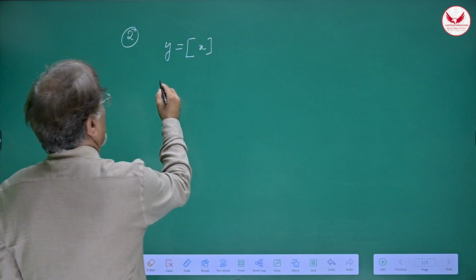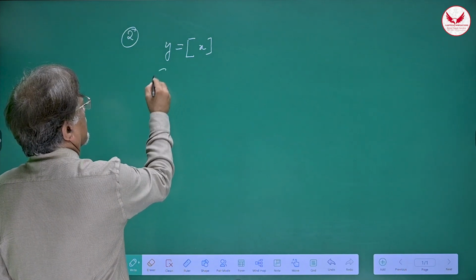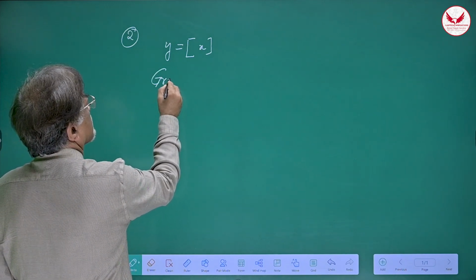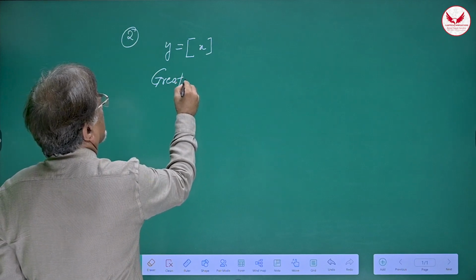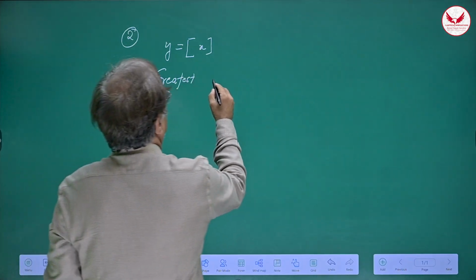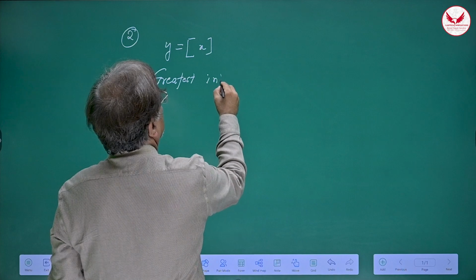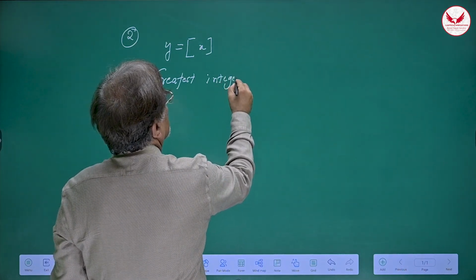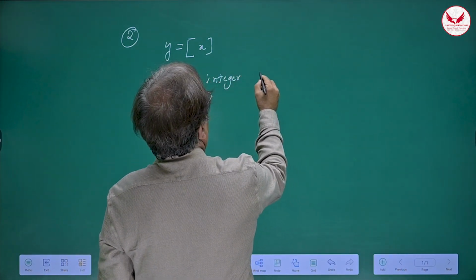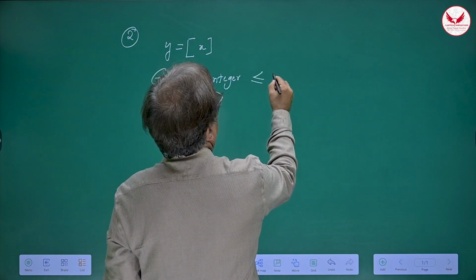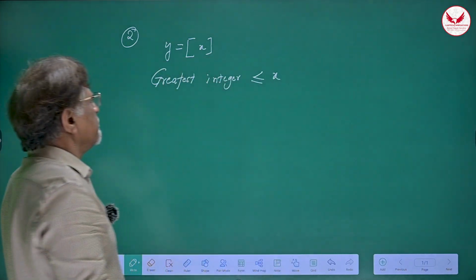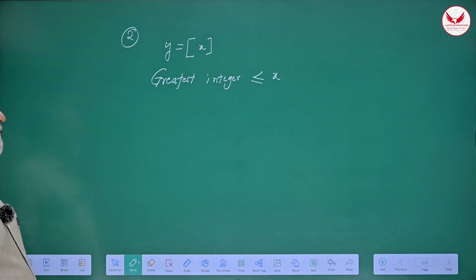Now, it has got a very interesting name. It is called the greatest integer less than or equal to x. Greatest integer less than or equal to x.